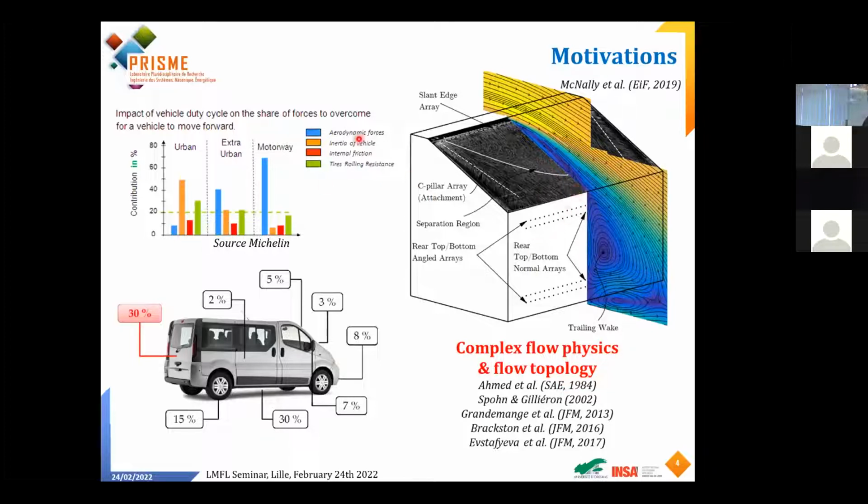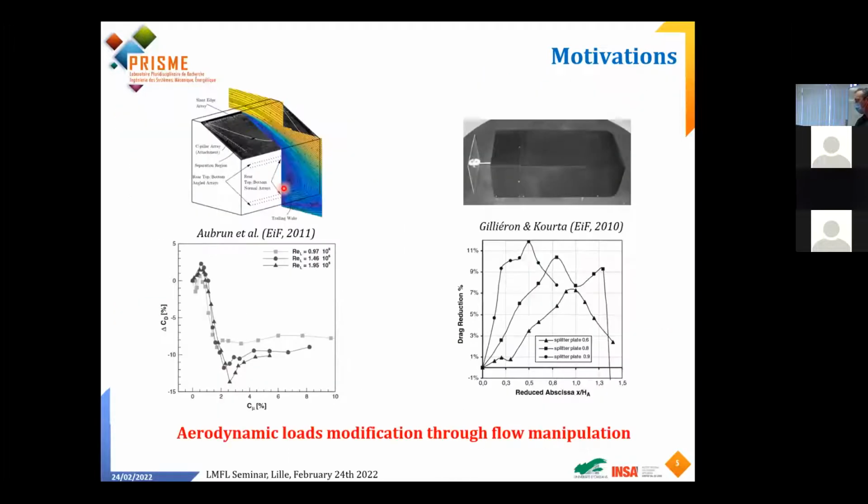That's why it's challenging to address this type of system. Obviously, when you want to minimize the consumption of your car, you want to introduce some flow control to manipulate the flow to reduce the drag. This is the objective at the end for the industrials. So at the laboratory scale, it is okay.